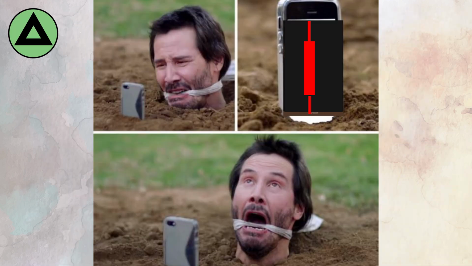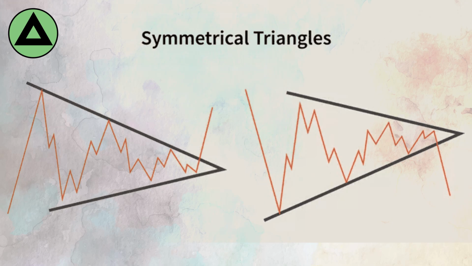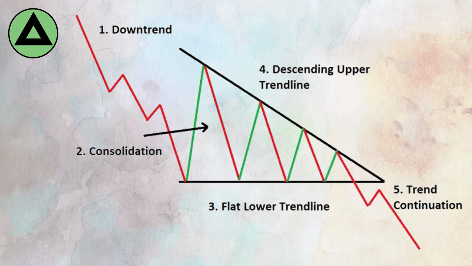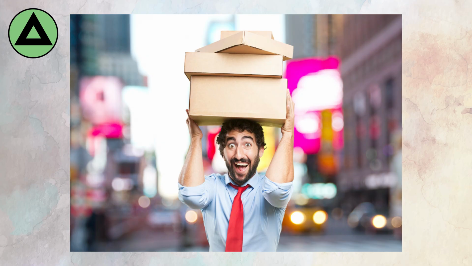Triangles: price gets squeezed tighter, like a balloon getting ready to pop. You'll see them as symmetrical, where equal pressure can break either way. Ascending, buyers gaining strength, often breaks up. Or descending, sellers gaining control, often breaks down. All types indicate a big move is coming.